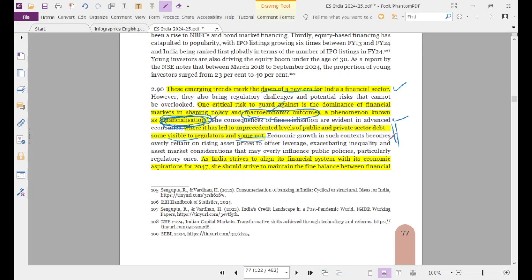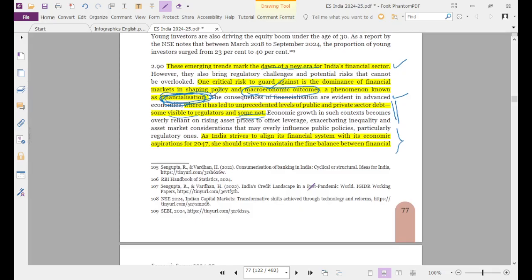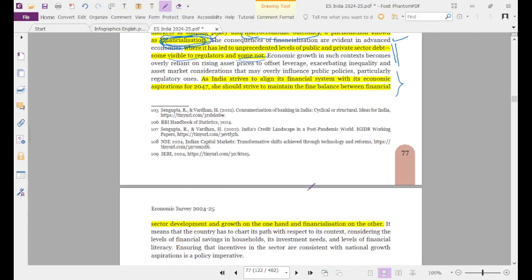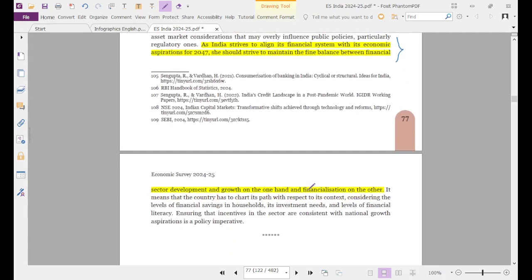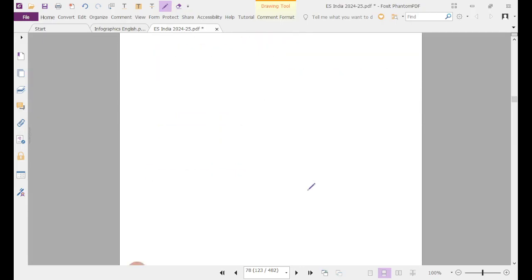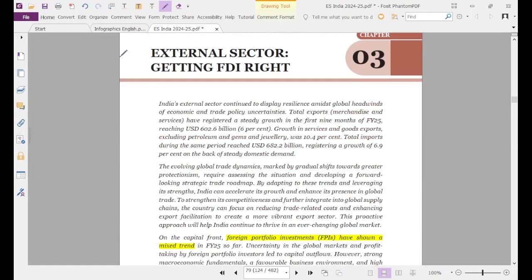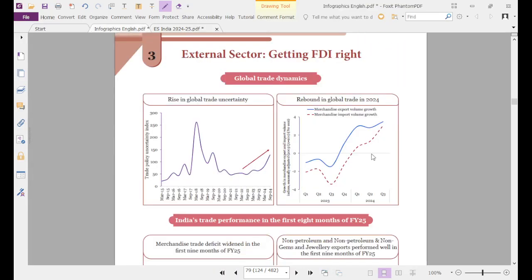Now, as a hopeful point, you can write this: as India strives to align its financial system with its economic aspiration for 2047, we should strive to maintain a balanced approach with respect to financial growth and development. This is how chapter 2 ends. Now entering chapter 3, quickly getting into it. We'll go a little faster because there is a lot more to cover.